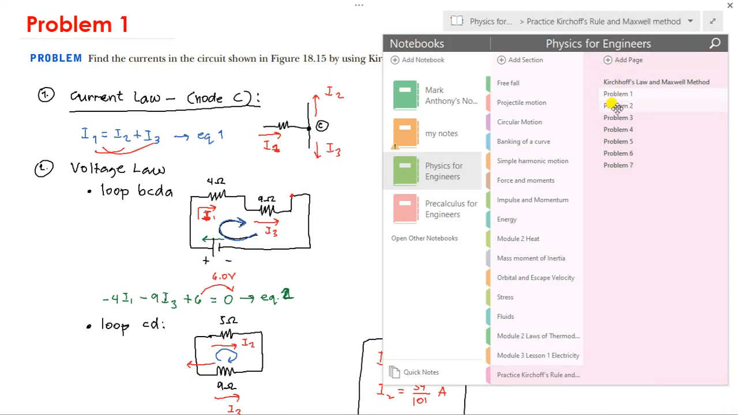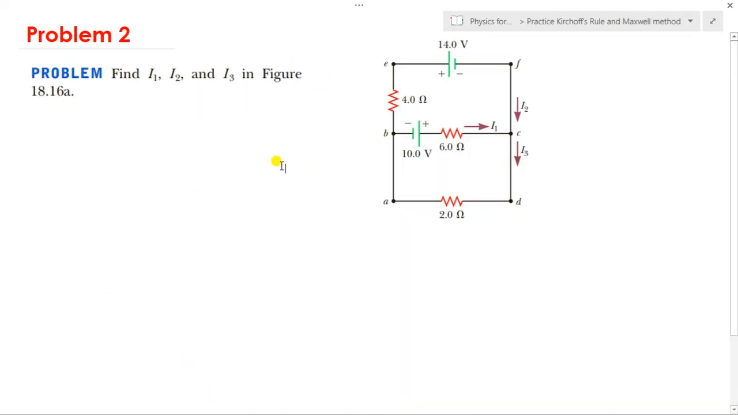Let's proceed to the second problem. So again, another electrical circuit. We're going to solve for I1, I2, and I3 in this figure. Again, we can use Kirchhoff's law or Maxwell's method. I will show you whether the answers are the same if we use Kirchhoff's or Maxwell's.